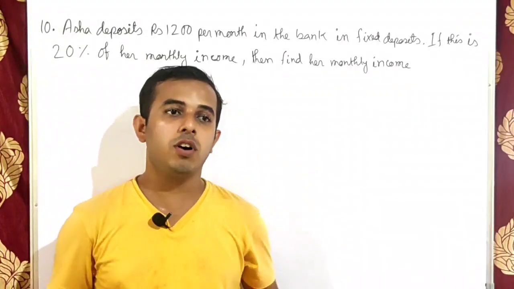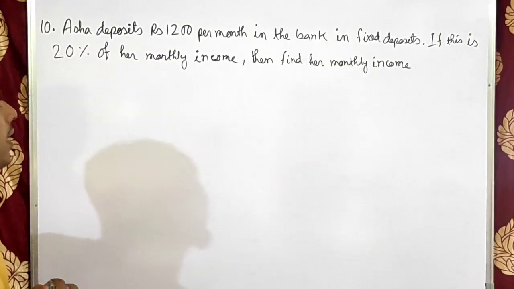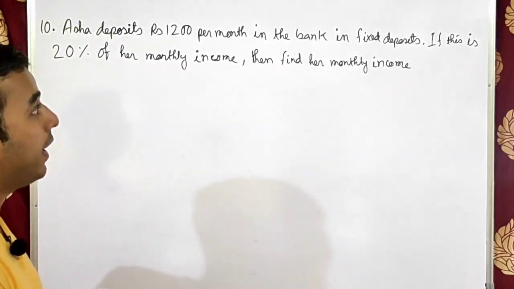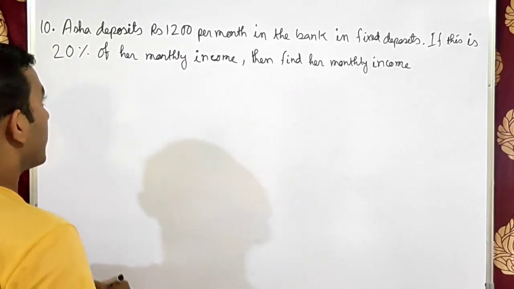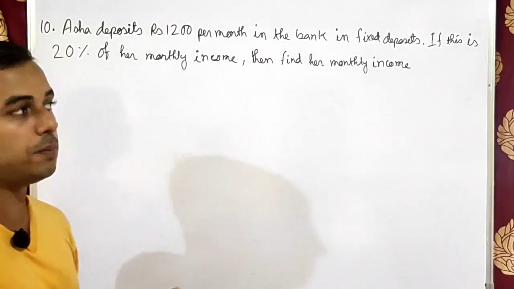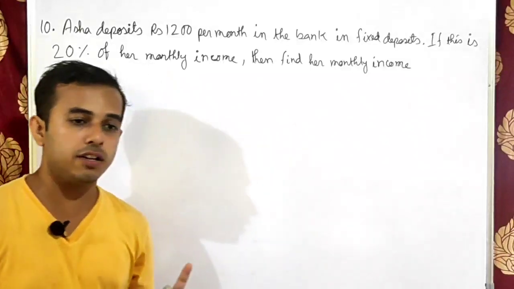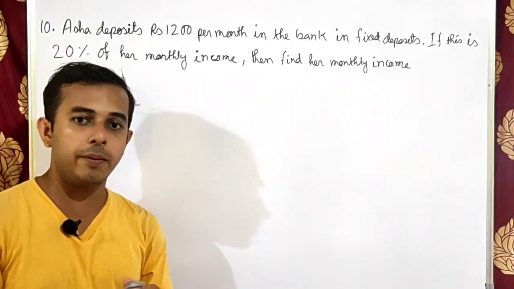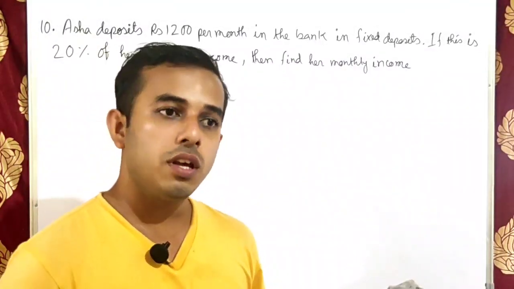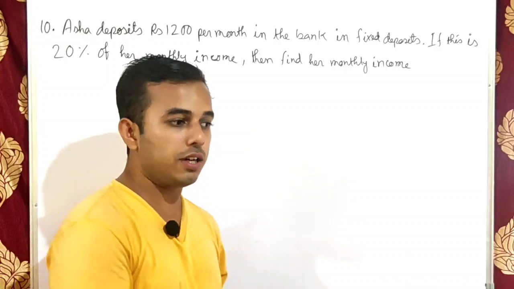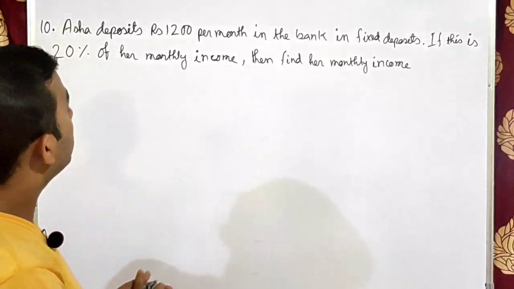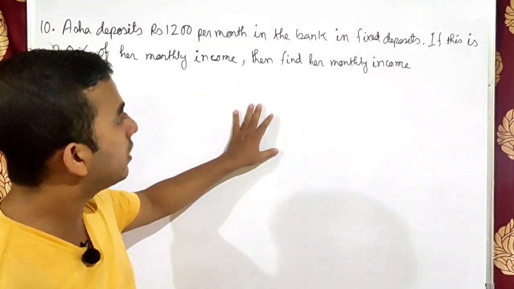Our first question of today's class is about Asha, who deposits rupees 1200 per month in the bank in fixed deposits. Asha is a girl, she deposits 1200 per month in the bank as fixed deposits. What is a fixed deposit? Suppose I deposit a certain amount in the bank for a fixed term of years, for example 5 years, that is, before 5 years I can't withdraw this amount. This is known as a fixed deposit. So Asha deposits 1200 per month in the bank.